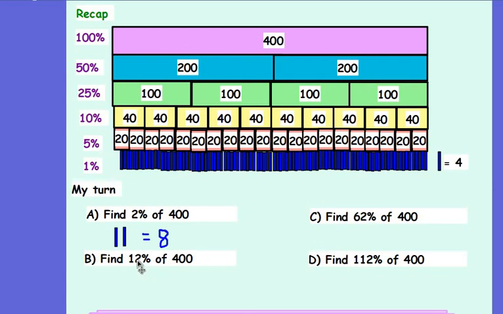How about if I wanted to find 12%? Well, this time I could take a 10% and 2 little 1%.